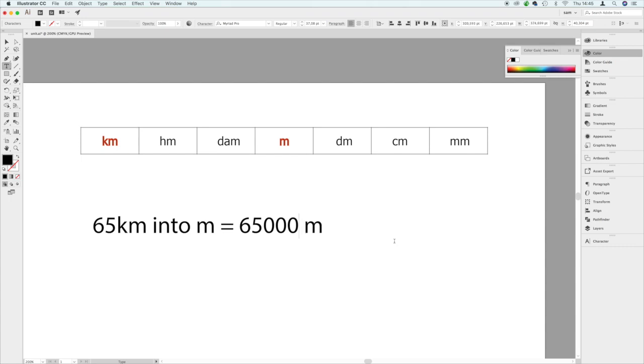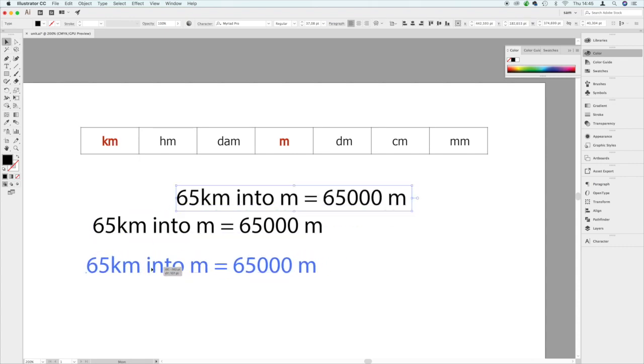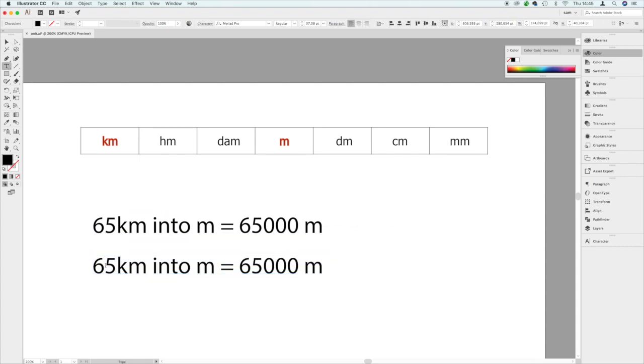So if we do another exercise just below and make it a little bit more complex, let's say 8,75 kilometers.